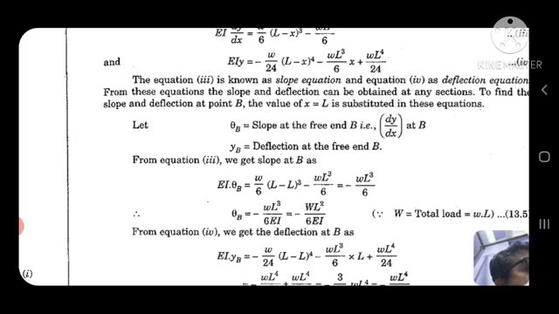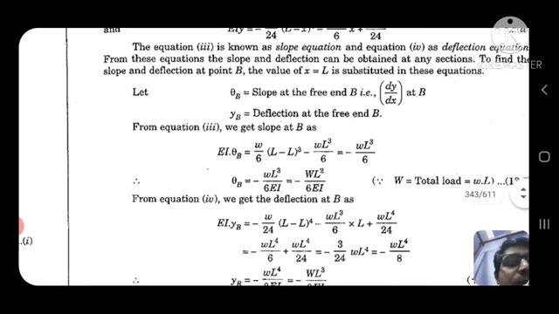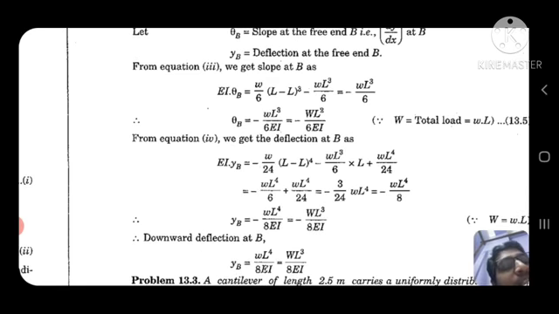Theta b is the slope at the free end, and yb is the deflection at the free end B. So EI theta b is equal to W by 6 (L minus L) cube minus WL cube by 6. Theta b is equal to minus WL cube by 6 EI. So that is equal to minus WL square by 6 EI.